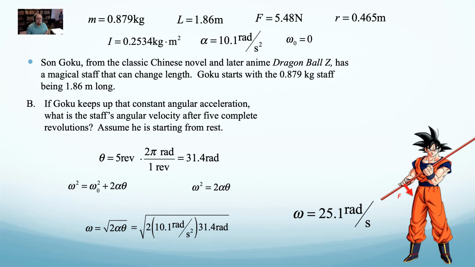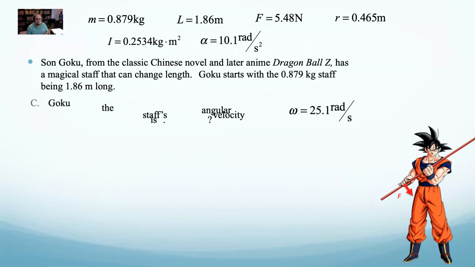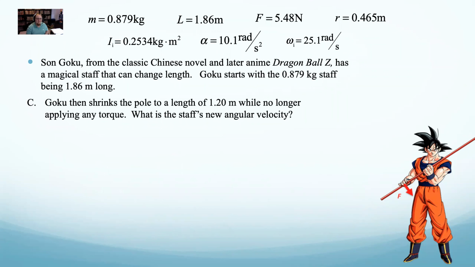Part C is the new material. Part C says, Goku then shrinks the pole to a length of 1.2 meters while no longer applying any torque. What is the staff's new angular velocity? What I'm saying is he's spinning some long staff and then it goes whoop, and gets shorter.